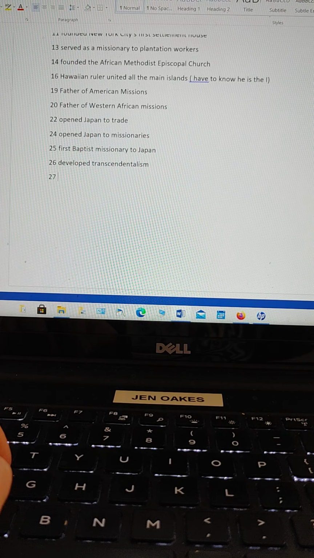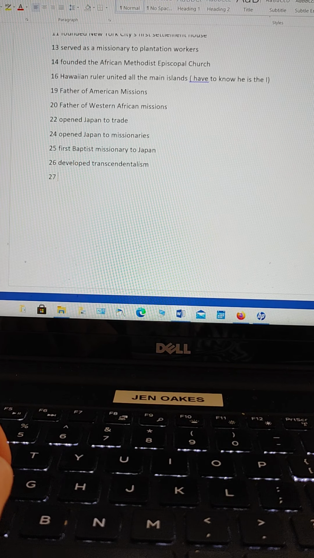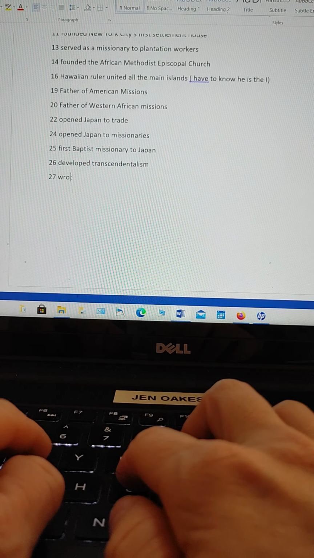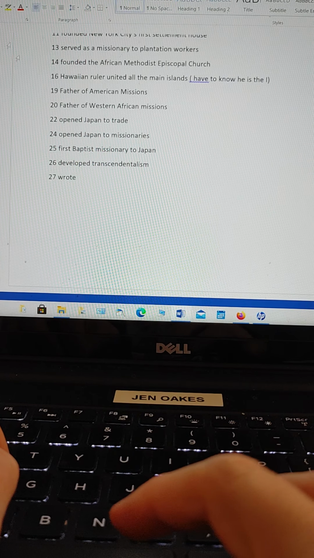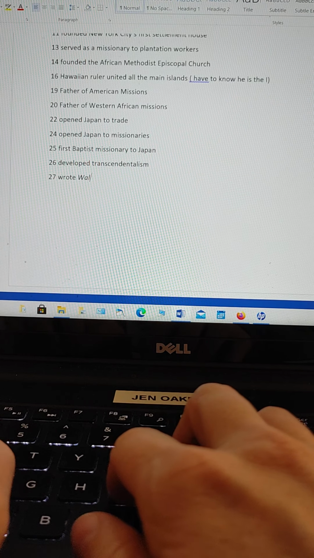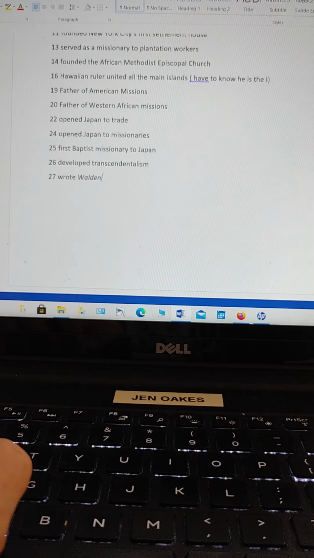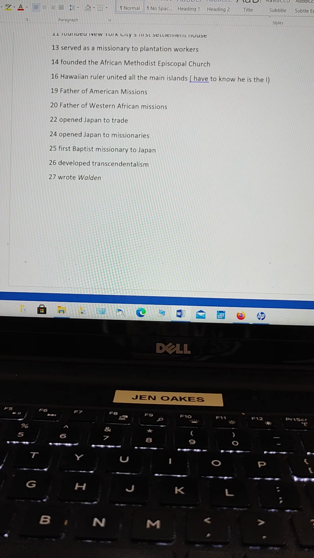He is not, well, I thought he was on the test. Henry David Thoreau, give me just a second. Henry David Thoreau wrote Walden. The actual question for that one is, what book did Henry David Thoreau write that recorded his experiences with nature? But I'm just going to shorten it to, he wrote Walden.